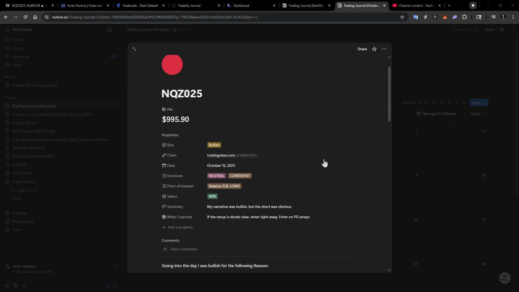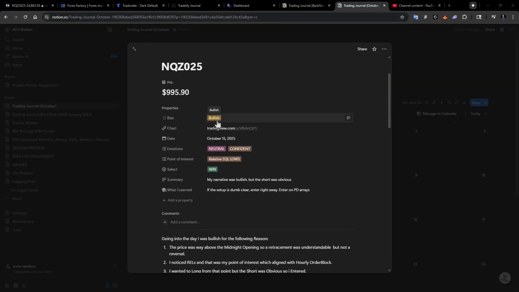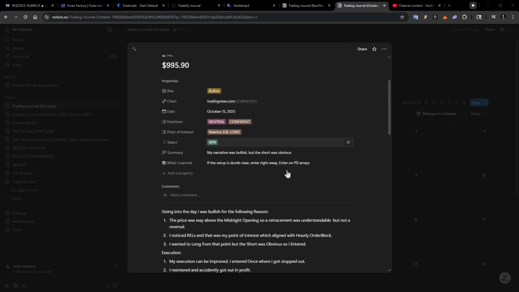So today I went to the charts and I had a bullish bias. I'll show my chart and I'll let you know why it was bullish. My emotions were neutral, confident, and I was looking towards relative equal lows. It was a winning day. A small summary is that my narrative was bullish, but the short was obvious, so I took a short trade.